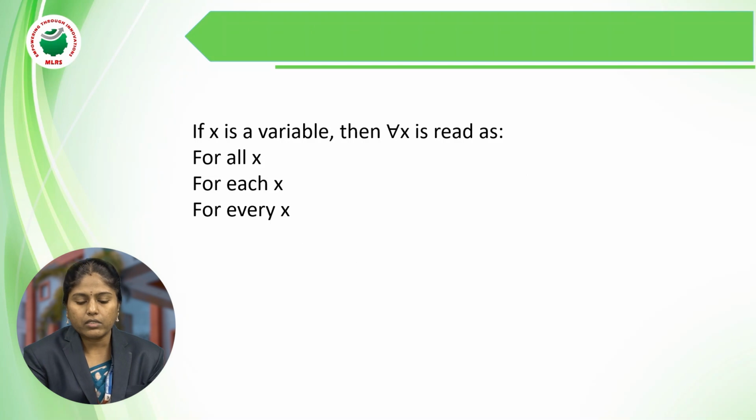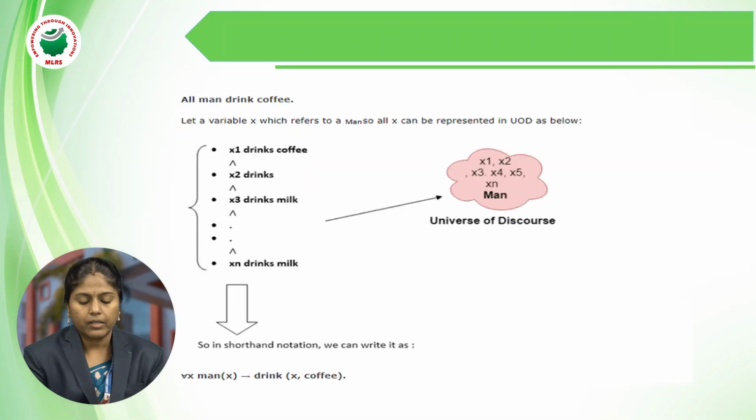In the universal quantifier, these are the three variables that we include: for all x, for each x, for every x. And let's see one example for the universal quantifier. By seeing this example, we will get some idea about how the universal quantifier works in FOL. See this example: all men drink coffee.